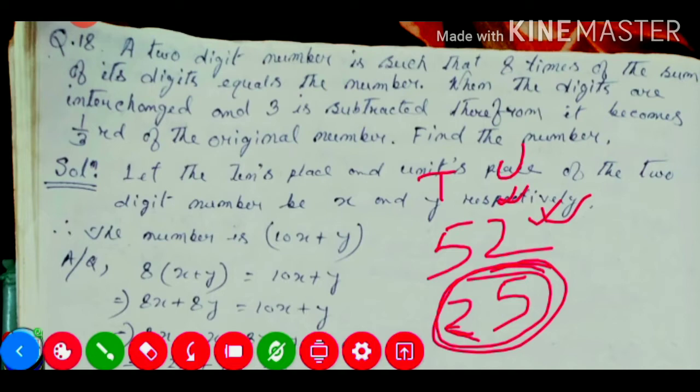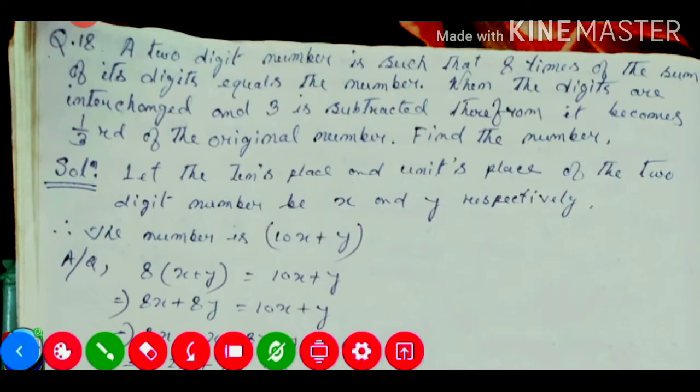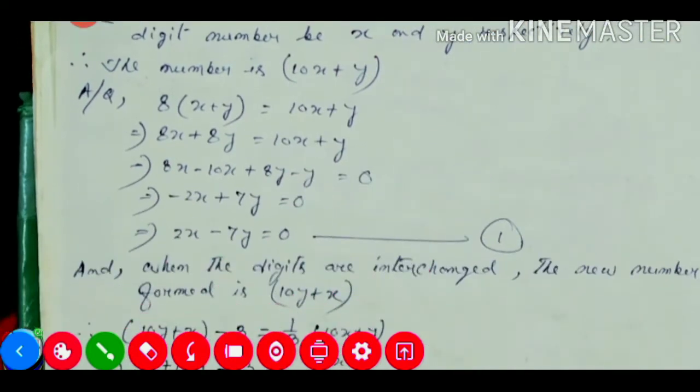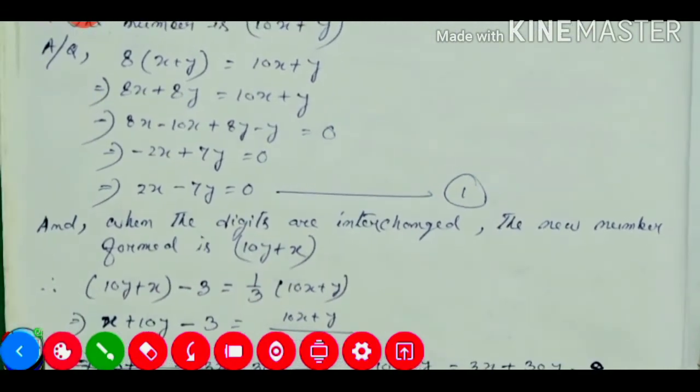So this is the change. Now the unit place becomes the tens place, and the tens place becomes the unit place, so this number also will change. How will it change? We are considering x as the tens place and y as the unit place. Now y will be the tens place, so it will be 10y plus x, which is now the unit place. So the interchanged number will be 10y plus x. So when the digits are interchanged, the new number formed is 10y plus x.